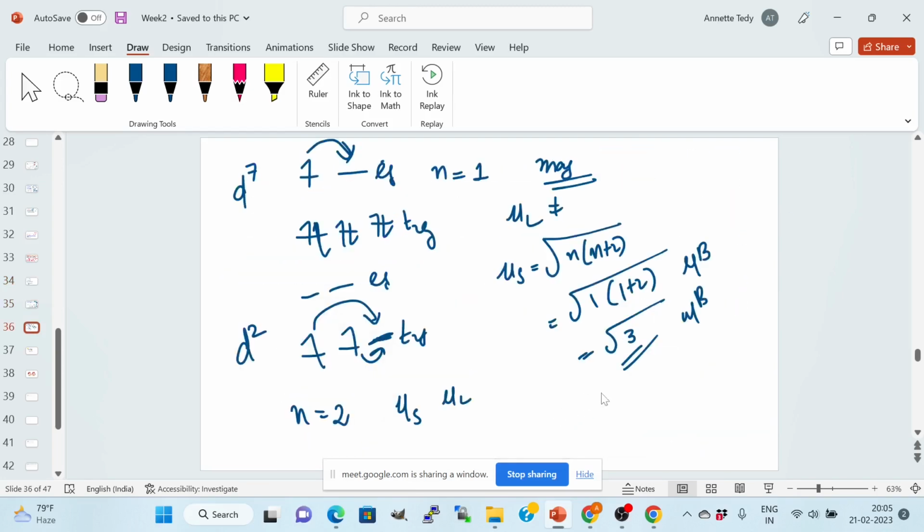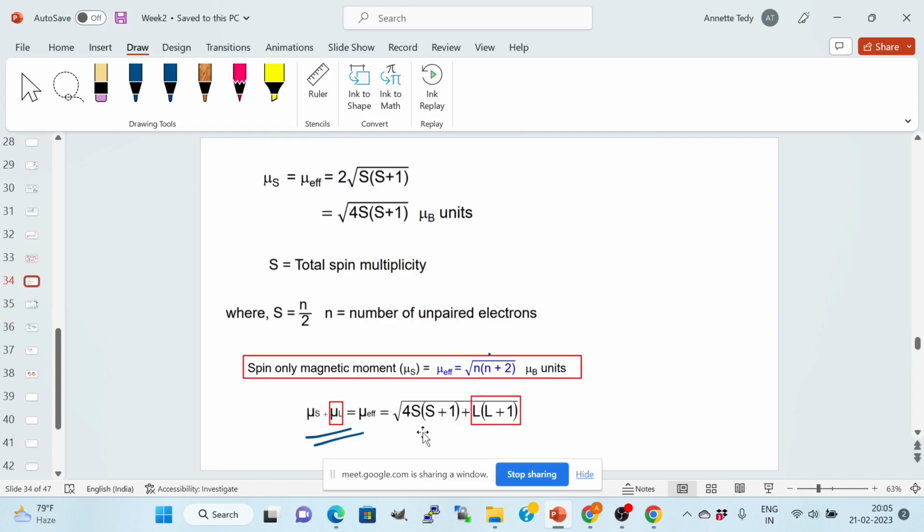But if the question is specifically asking for spin-only magnetic moment, then you can use this formula. Otherwise, if it's just asking what is the magnetic moment of this complex, then you have to write down the configuration and check if there is any orbital contribution. If there is any orbital contribution, you have to use the bigger formula of mu S plus mu L, which is equal to root of 4S into S plus 1 plus L into L plus 1. Is it clear?